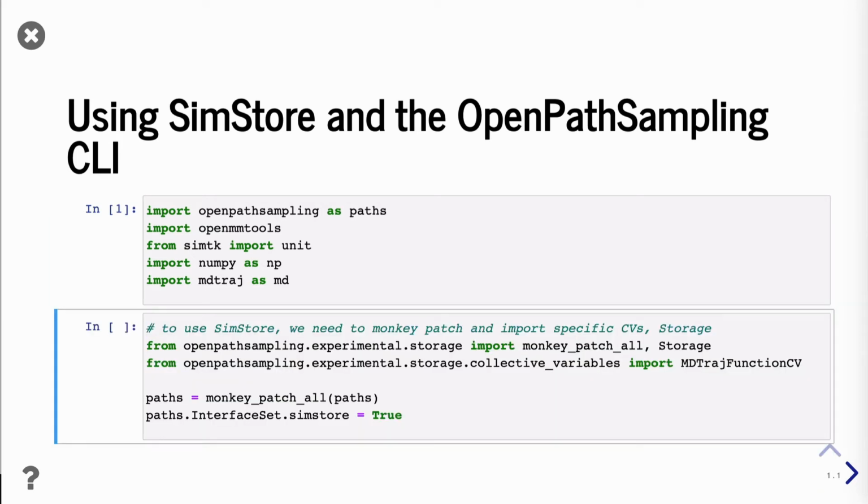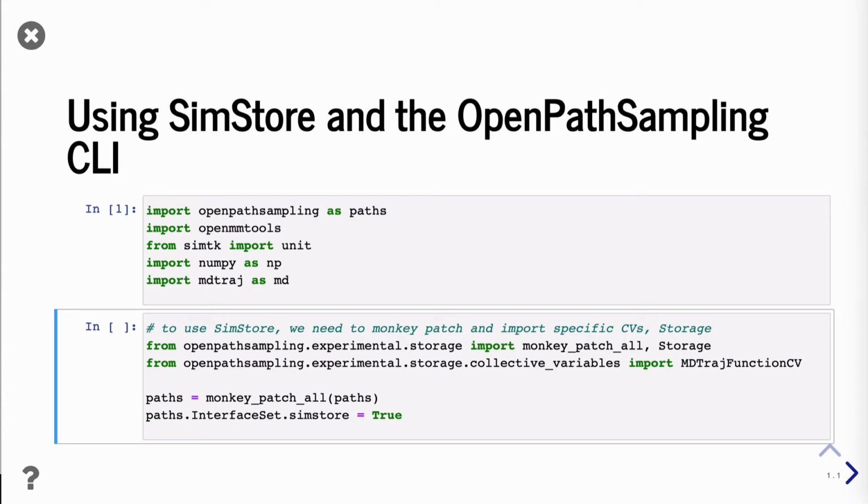Now the next thing we're going to do is the first thing that is different when you're working with SimStore. What we're going to do is tell OpenPath Sampling that we plan on using SimStore. First off, instead of using paths.storage, you'll have to get your storage from openpathsampling.experimental.storage. We'll also get out this monkey patch all, and you see we use that to monkey patch OpenPath Sampling to tell it, hey, we're going to use SimStore.